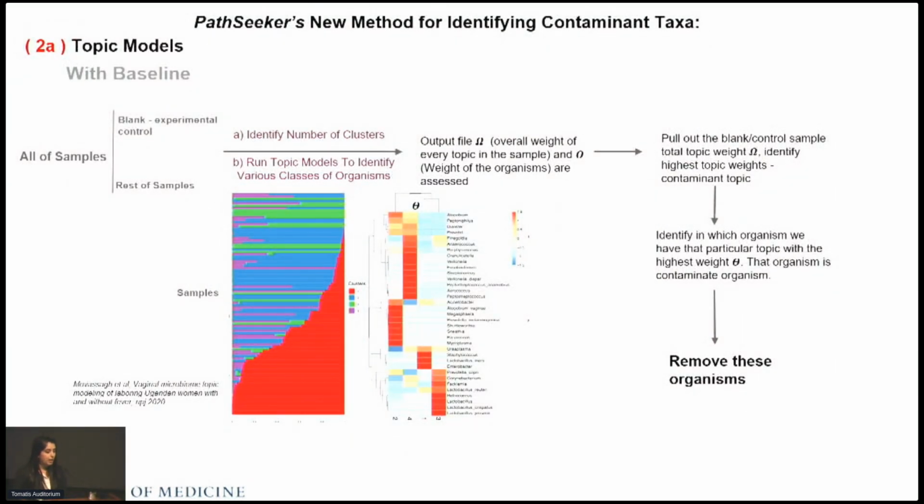So if you think about it, if you assume that your sample set has a baseline, what do I mean by baseline? I mean blanks or experimental controls. Those can act as your baseline for contaminant topics. So what you do then is measure the weight for that blank topic, basically see which topic has the highest level in that blank sample. And then those features are highly likely to be your contaminant features.